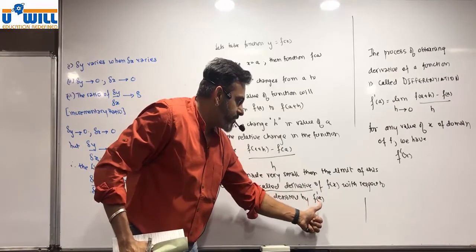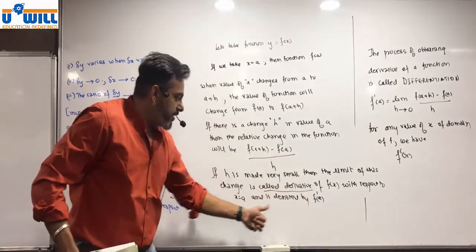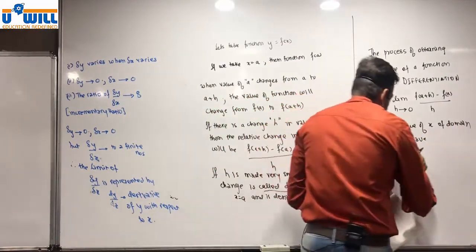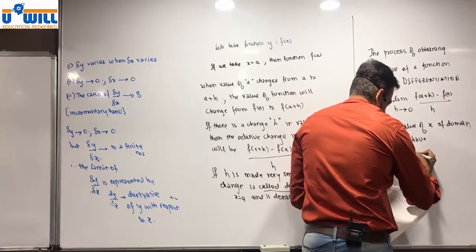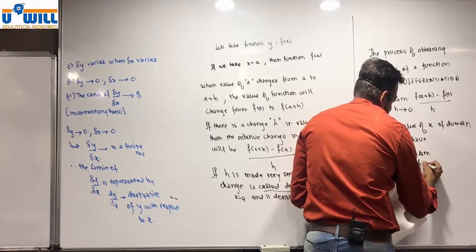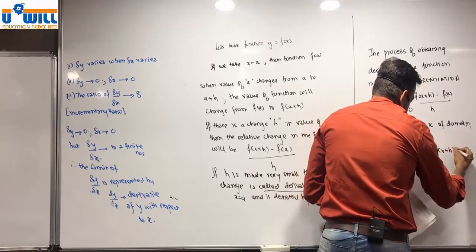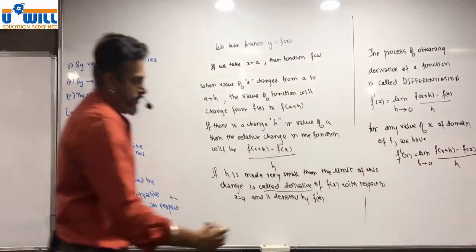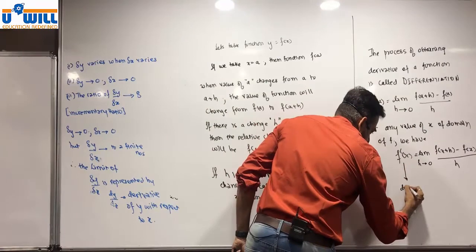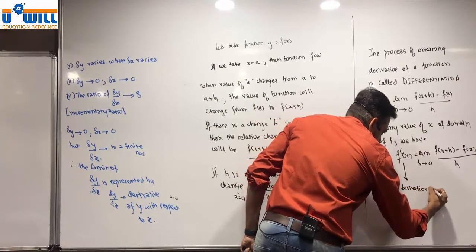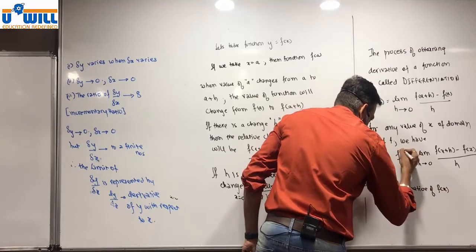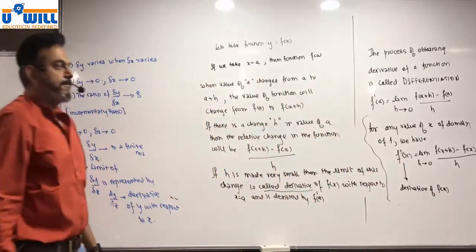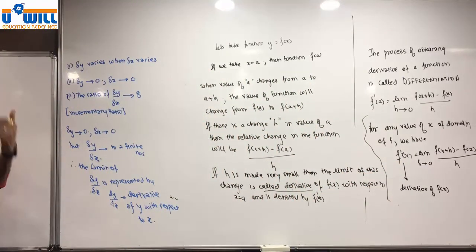It's denoted by f dash a. Okay, if x is a, it is f dash a. For any value of x of the domain of f, we have f dash x equal to the limit h tends to 0, of f(x + h) minus f(x), upon h. This is called the derivative of function of x. Very important for sums. Same thing, in place of a we have now taken x.